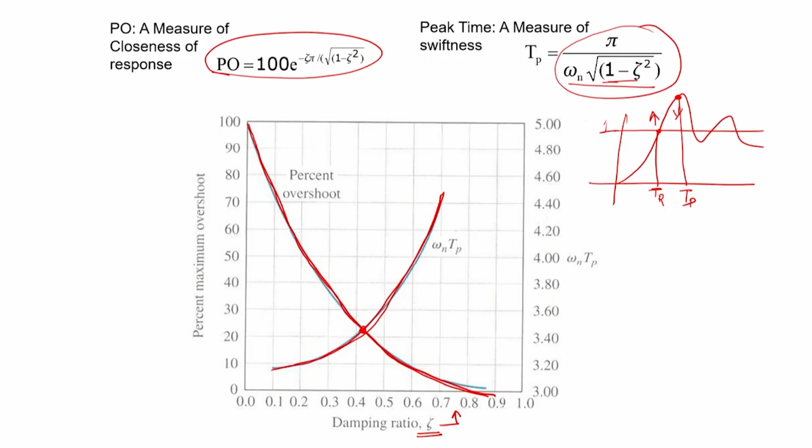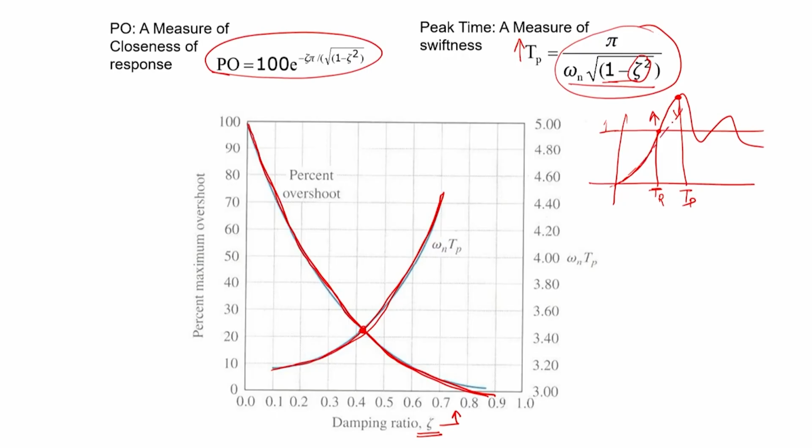Because you see, if the damping ratio increases, this part comes down, and if this part comes down, the Tp actually increases. So, that means that the peak time will be more and more if the damping ratio increases. That means it will behave something like this: for a higher damping ratio, we would see that the overshoot will improve.